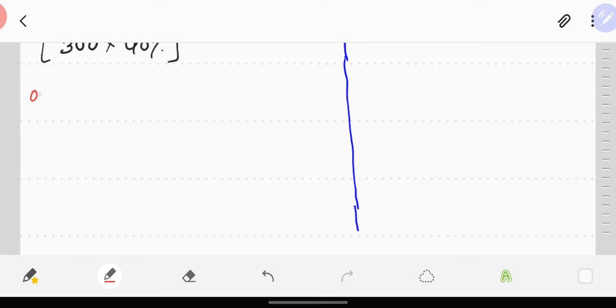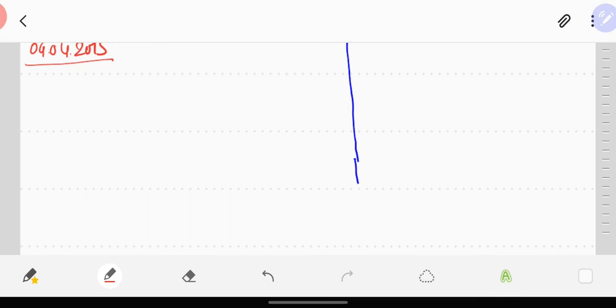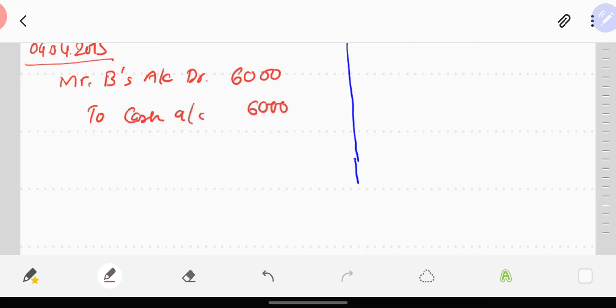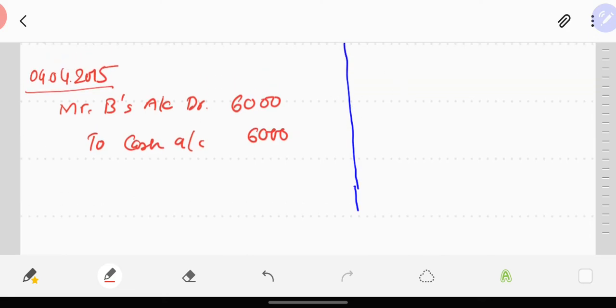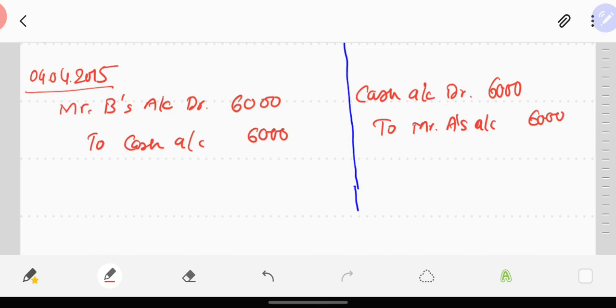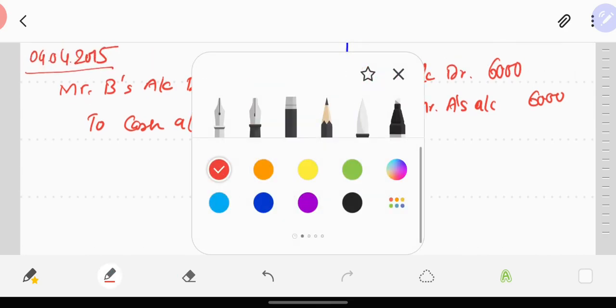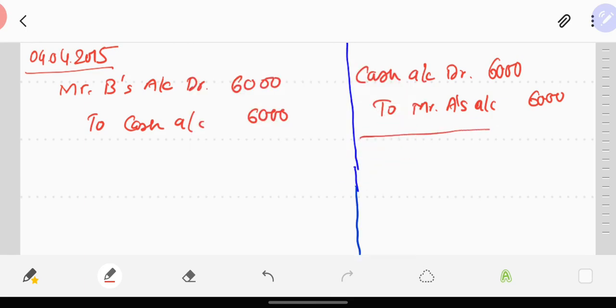On maturity, let's say it is 4/4/2015, after 3 months and 3 grace days, A will transfer the amount to B. A will debit Mr. B's account, transferring 6,000 rupees, and credit cash 6,000 rupees. Now B will receive this amount, so B will do cash account debit 6,000 to Mr. A's account, 6,000. The only liability that is left is in the hand of Mr. B. So Mr. B will pay 10,000 rupees against the bills payable.